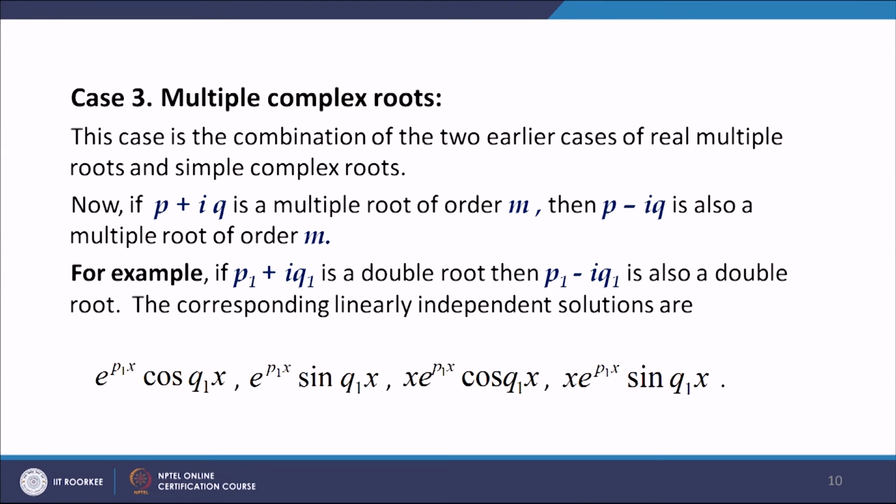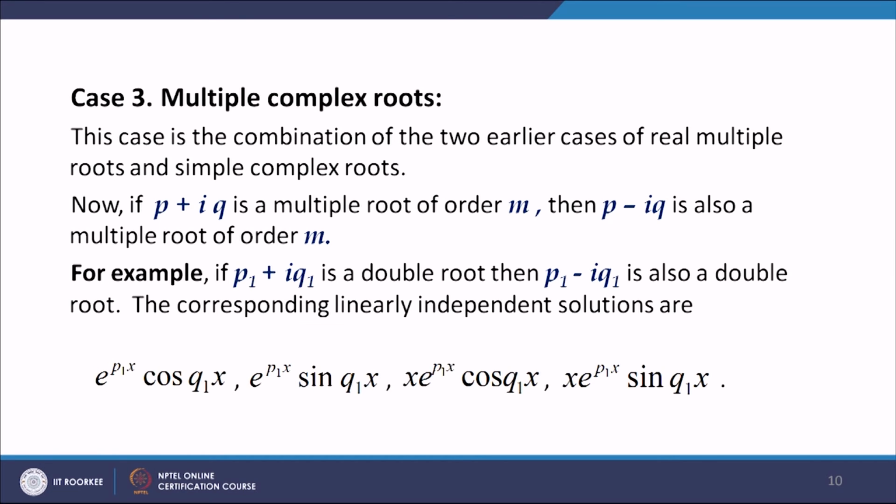Suppose p plus iq is a multiple root of order m. Since the coefficients of the given differential equation are real, p minus iq will also be a multiple root of order m. So for example, if p1 plus iq1 is a double root, then p1 minus iq1 is also a double root. We have earlier seen that if p1 plus iq1 and p1 minus iq1 are roots of the auxiliary equation, then the corresponding independent solutions are e to the power p1x cos q1x and e to the power p1x sin q1x.